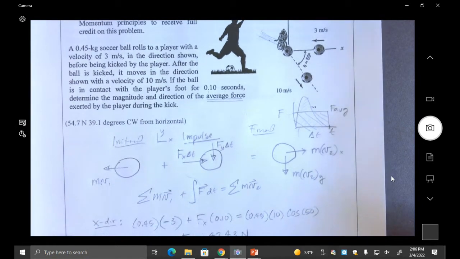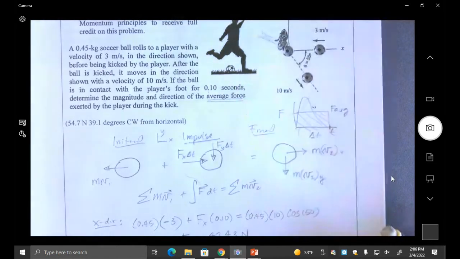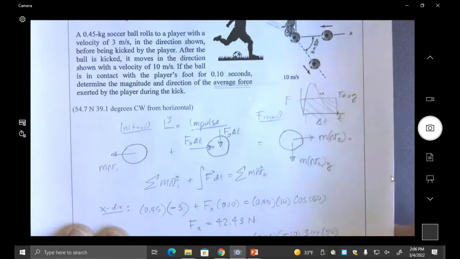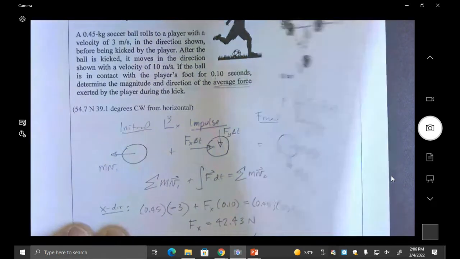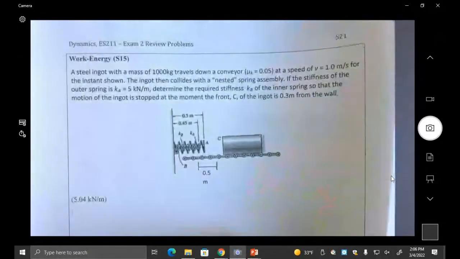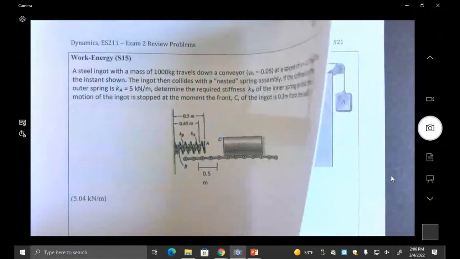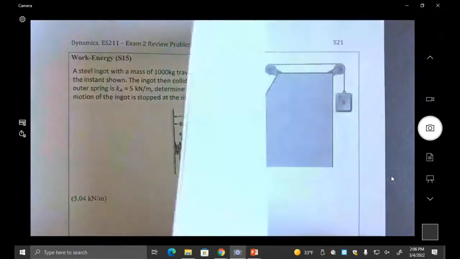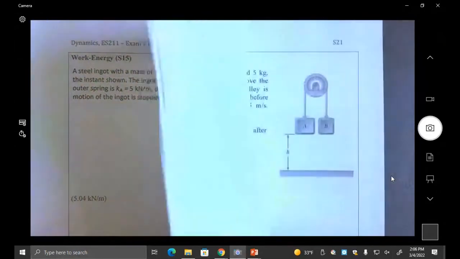All right, want to try something else? Can we do another spring problem? Okay. With the problem on page 17 or 7.